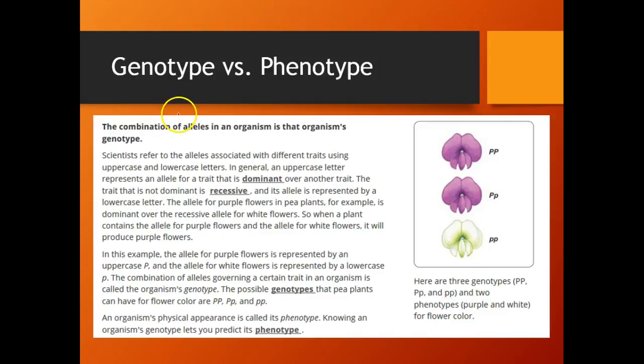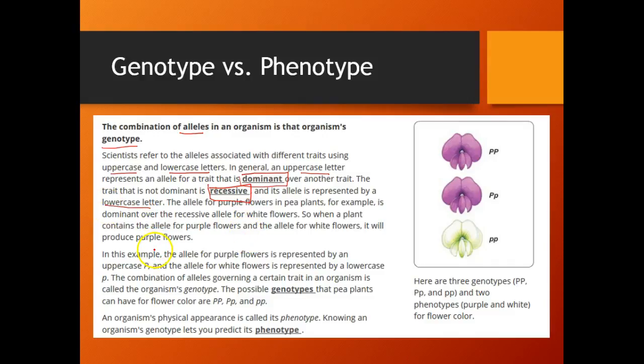So now let's go over genotype versus phenotype. The combination of alleles, or versions of a gene, in an organism is a genotype. Scientists refer to the alleles associated with different traits using uppercase and lowercase letters. In general, the rule is that an uppercase letter represents an allele that is dominant over another trait. The trait that is not dominant is called recessive, and its allele is represented by a lowercase letter.